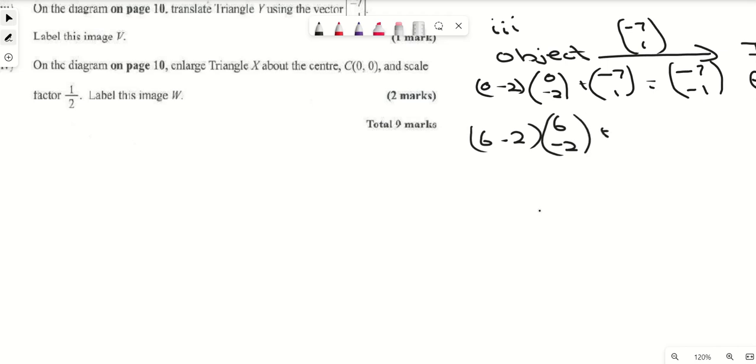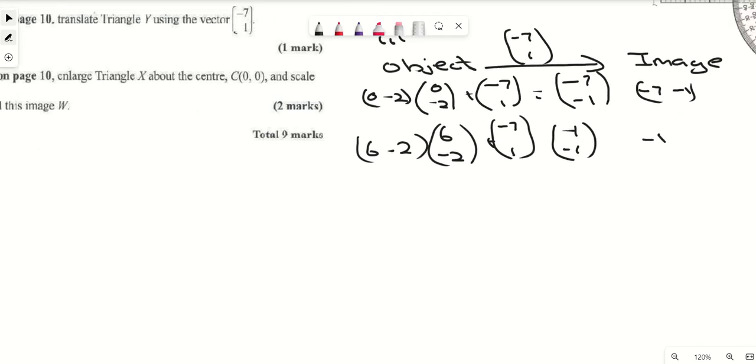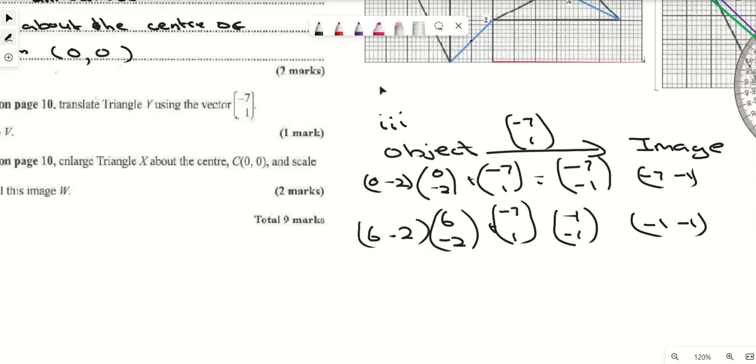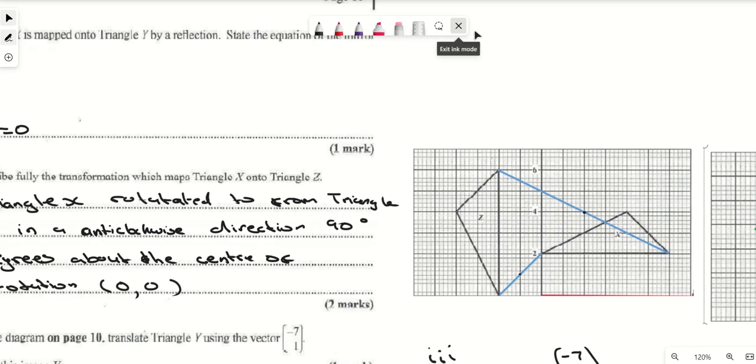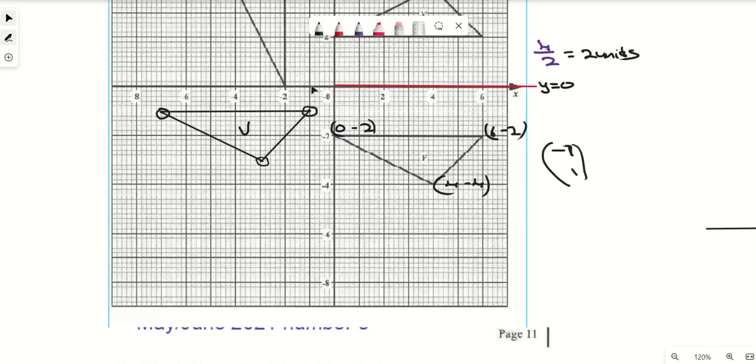Then you add your translation, which is minus 7, 1. 6 plus minus 7 is minus 1, and then minus 2 plus 1 is minus 1. So my coordinates for my image is minus 1, minus 1. And if we look at the triangle to make sure that we did it correctly, you're going to see this is definitely minus 1, minus 1.